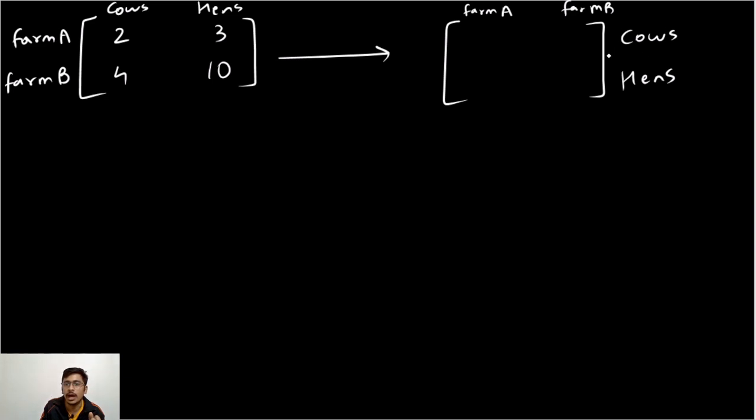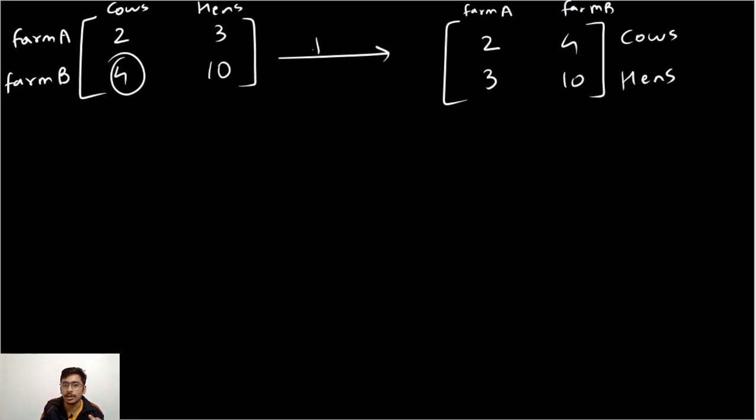So how many cows are there on farm A? There are 2 cows. How many hens are on farm A? Farm A has 3 hens. How many cows on farm B? Cows on farm B were 4. So 4 cows here and simply 10 hens on.